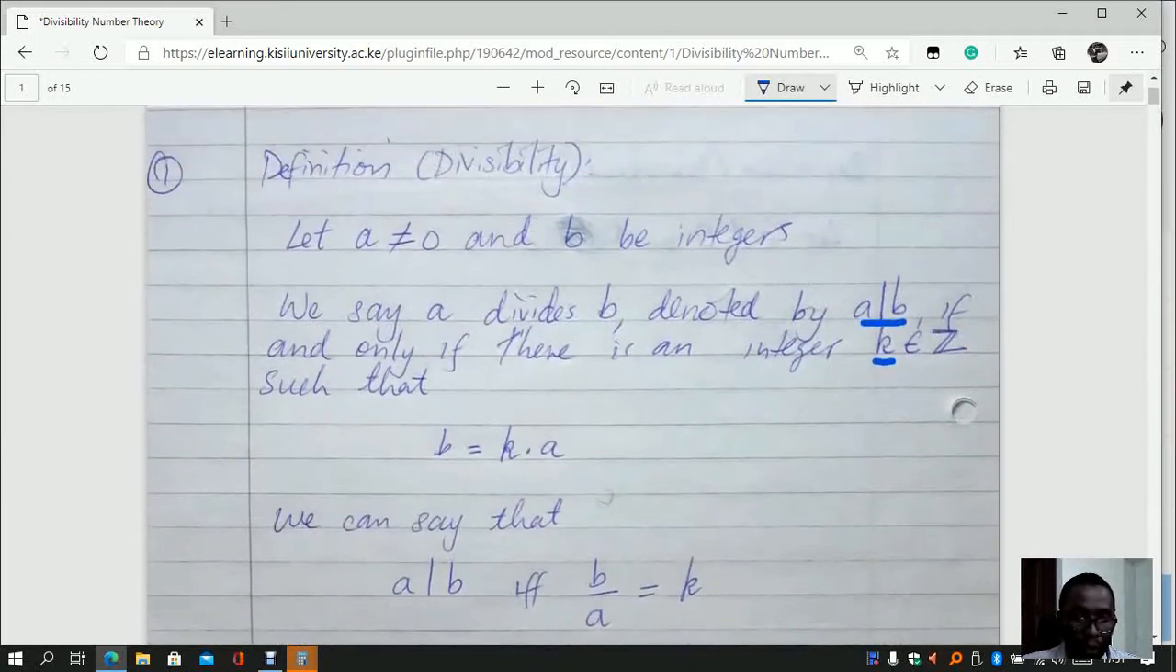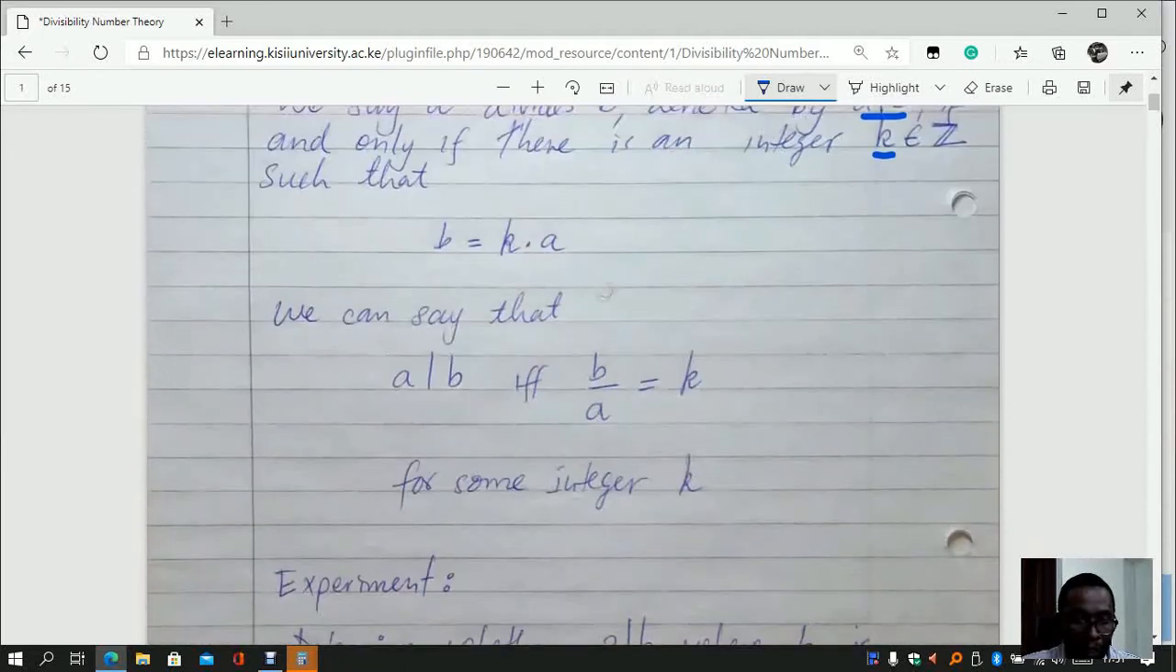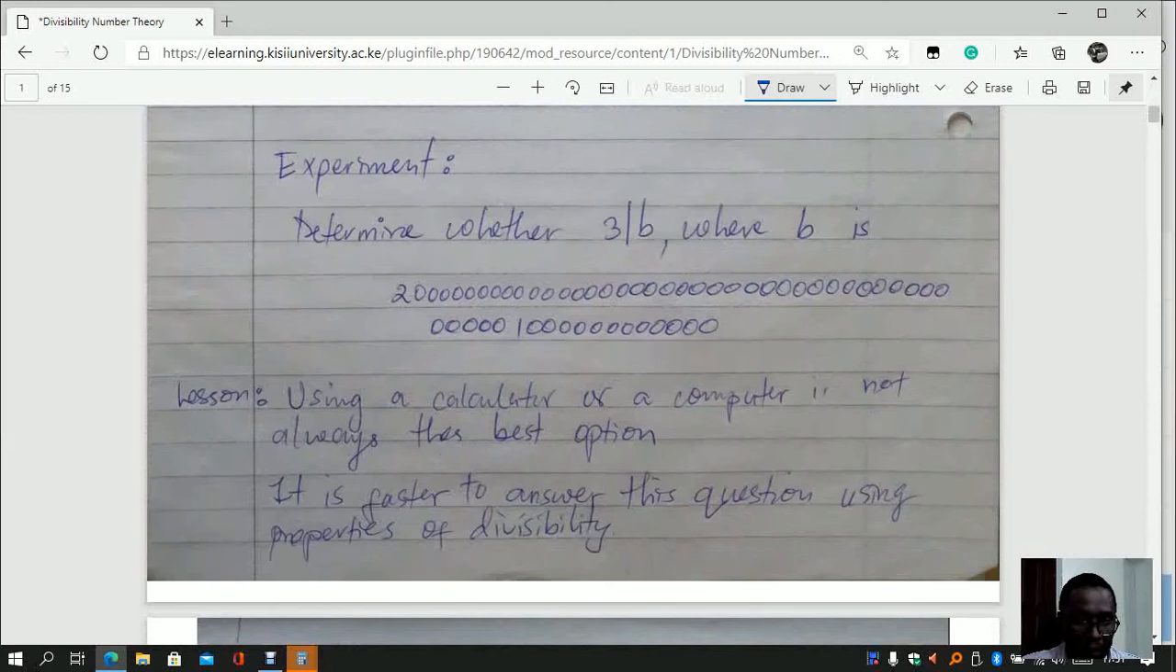So we want to check for divisibility. We have an experiment here. It is stating: determine whether 3 divides b, where b is this very large number. Now you need to note that sometimes computers or these electronic gadgets might not be the best option because they might not have the capacity to store or handle some of these numbers. If you try your calculators, you'll see they have some limits in which they can store this information.